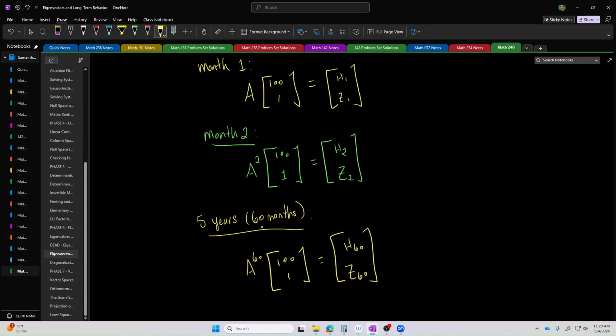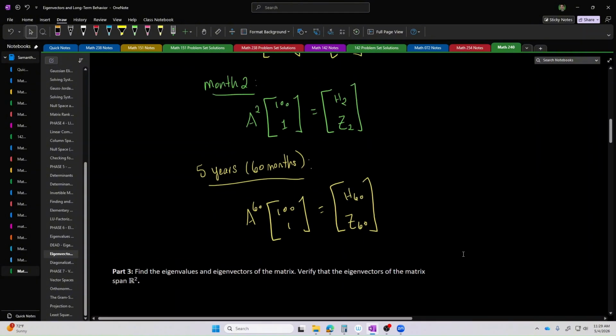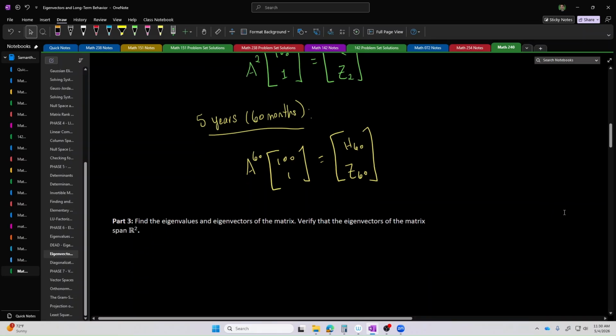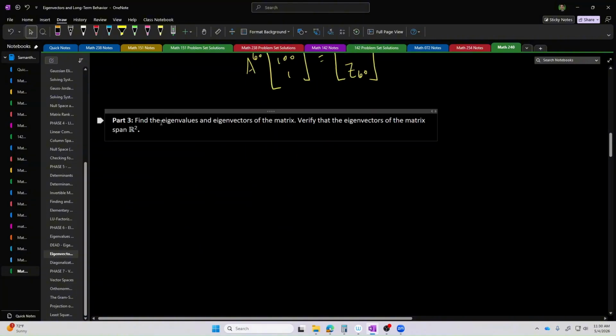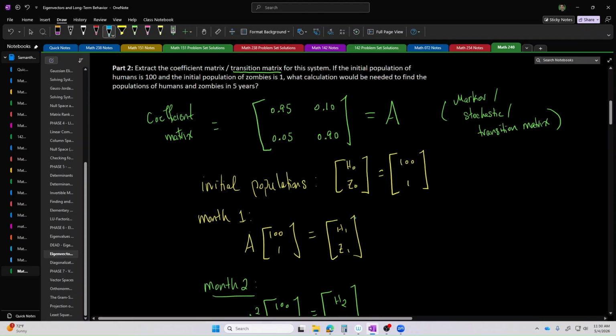Now, no one really wants to be doing 60 copies of a matrix multiplication. So let's see if there's a more efficient way to get this calculation than to multiply by the matrix A 60 times. To that end, we're going to examine the eigenvalues and the eigenvectors of this matrix A. Finding the eigenvalues of the matrix, let's take my matrix and subtract lambda from the diagonal.